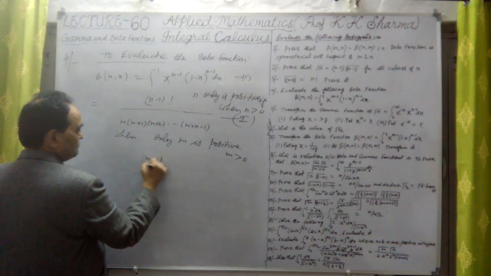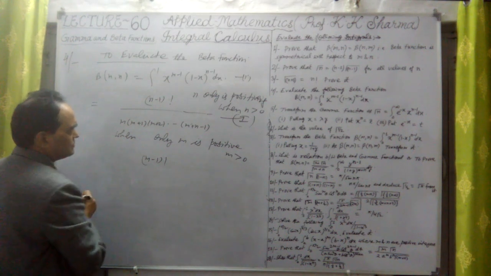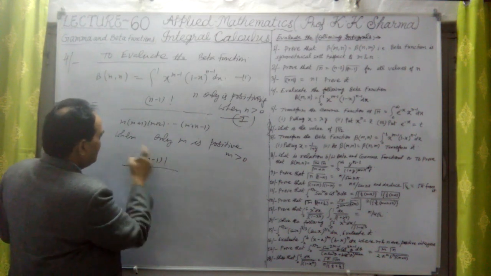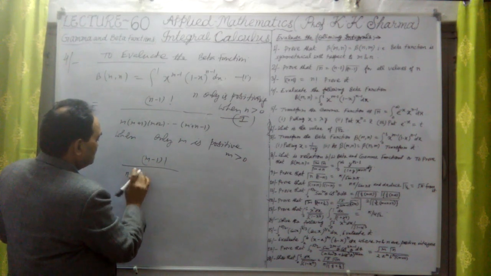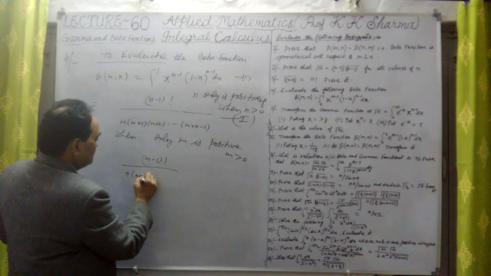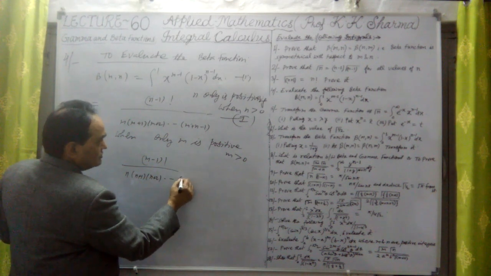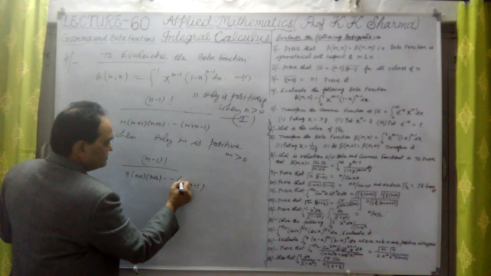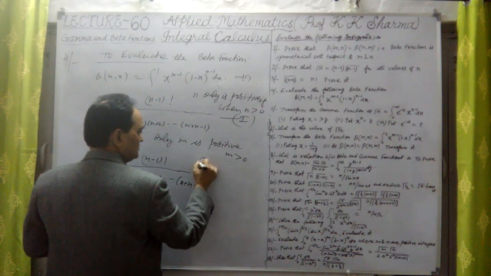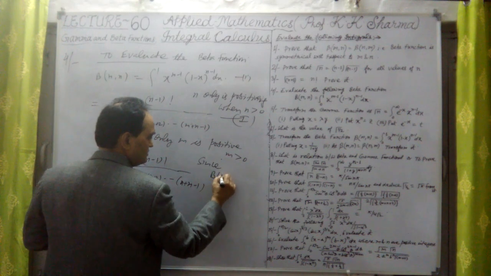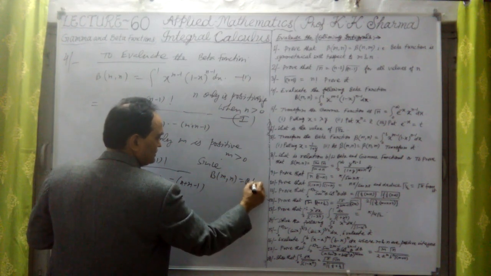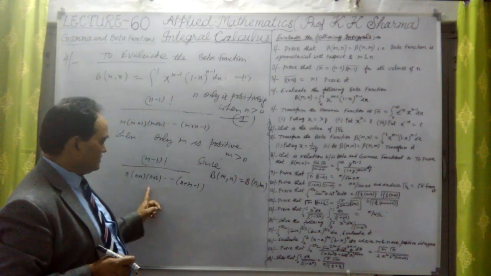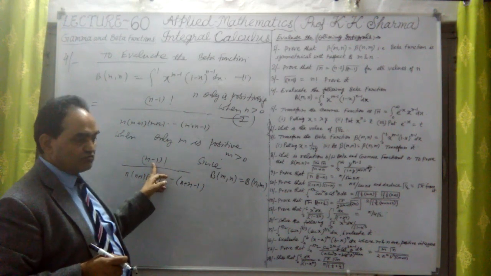The result is (n minus 1)! divided by n into n plus 1, n plus 2, and so on, up to n plus n minus 1. Why is this there? Since we know that beta(m, n) is equal to beta(n, m). When m is positive, then we take in the denominator n, and the numerator will be (m minus 1)!